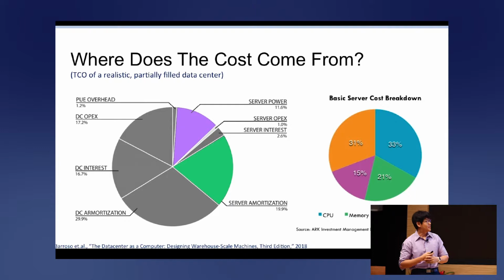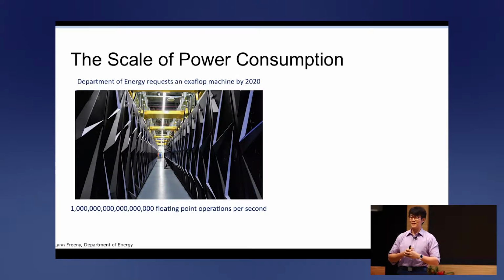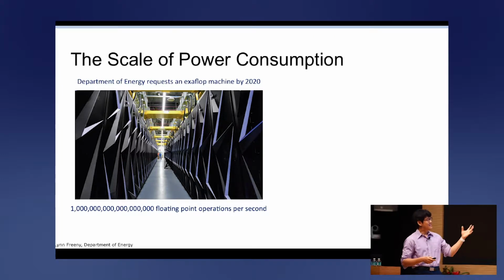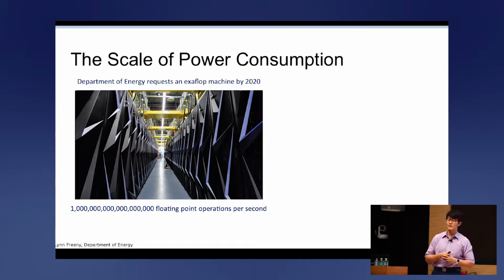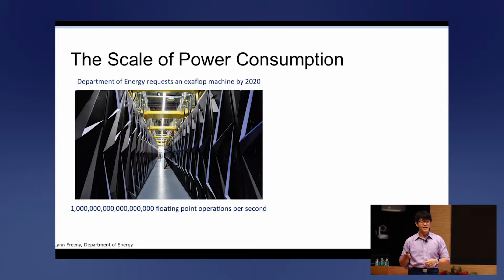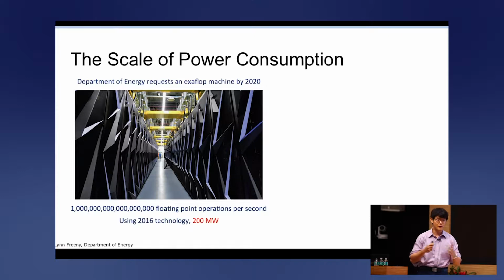So let's look at power. And again, with a little bit of fear of beating around the bush, I'd just like to show this kind of funny slide. Back in 2016, the Department of Energy requested from academia and industry that they wanted an exascale machine by the year 2020. Exascale machines, by definition, need to process a lot of numbers, floating point operations per second. And using technology from 2016, this single warehouse-scale machine would have consumed 200 megawatts of power.